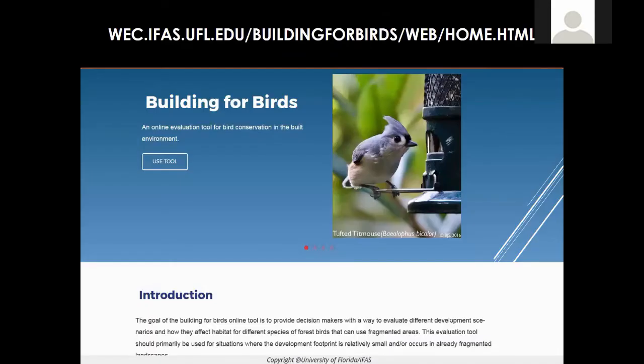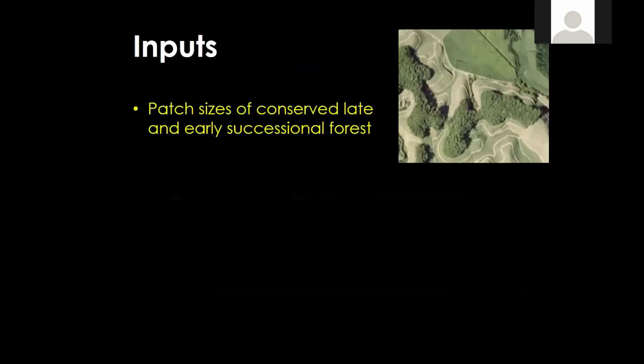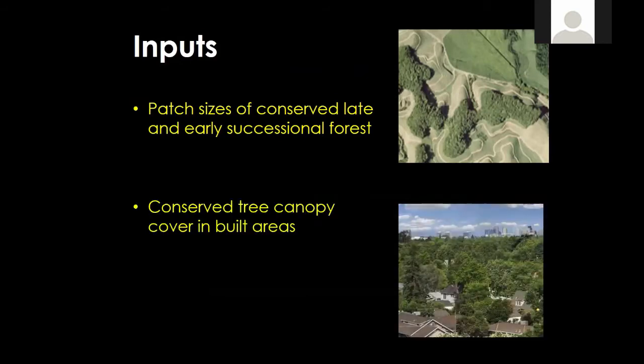This is the website. If you just Google Building for Birds, University of Florida, you can click on that button, use the tool. We first started with GIS and all kinds of iterations, but we quickly realized, talking with designers and planners, that it's really pretty complicated. So we went to a menu-driven type of system. You can use any area throughout North America, and all you have to do is put in the patch sizes of conserved late and early successional forests, and I'll describe that in a second. The second input is how much tree canopy, in acres, is actually going to be conserved post-development.